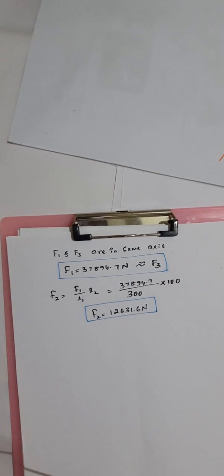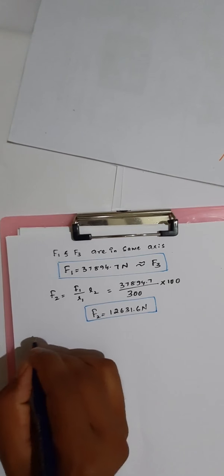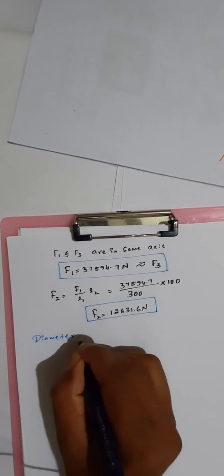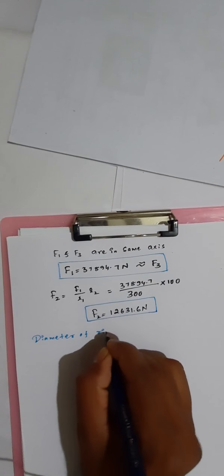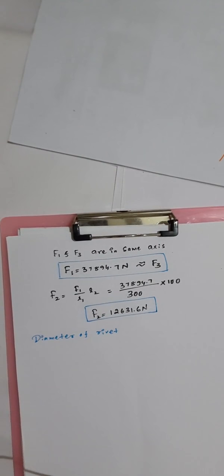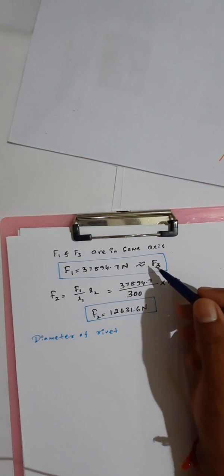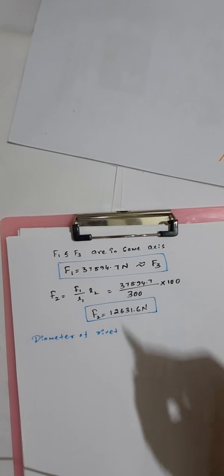Next, we need to find out the diameter of the rivet. How to find out the diameter of the rivet? With respect to this problem, you can compare the values of rivets 1 and 3. F1 is equal to 37,894.7 Newton, which is also called F3. If you compare these, which are the heavily loaded riveted joints? F1 as well as F3.